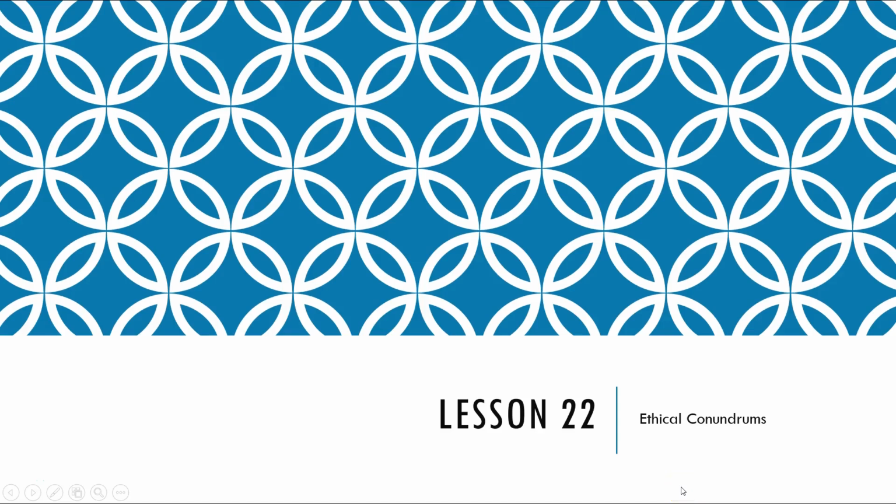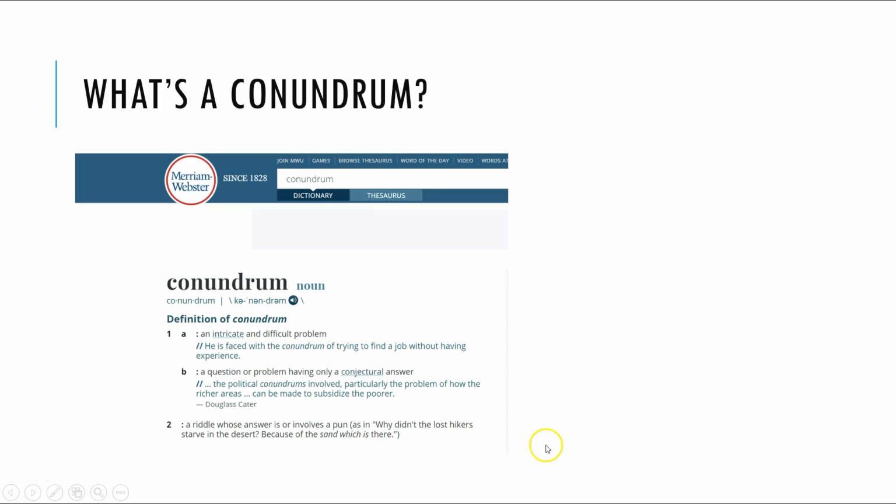So for the 22nd lesson of class, we looked at ethical conundrums. And I'm certain at this point all of you can define ethics, but a lot of people don't know what a conundrum is. A conundrum, according to the dictionary, is an intricate and difficult problem, or a question or problem having only a conjectural answer. So to break this down, these are really tough questions that do not have easy answers, or you could argue both sides, or you really can't choose one or the other. Very, very difficult questions to answer.